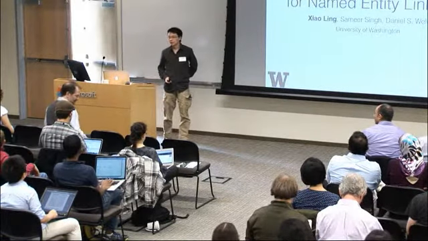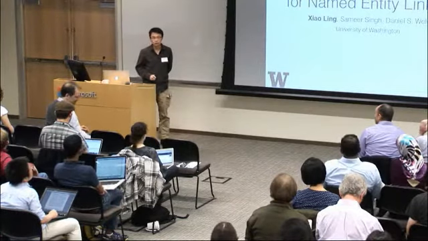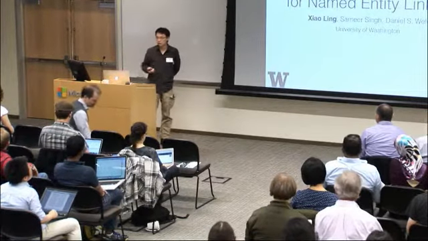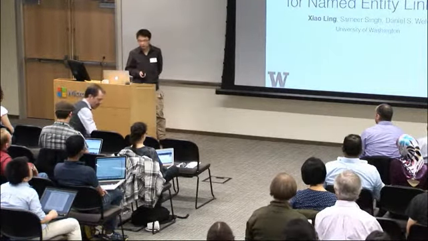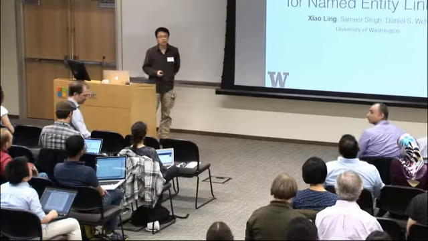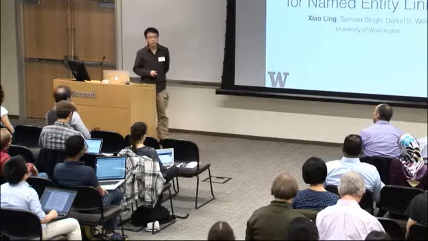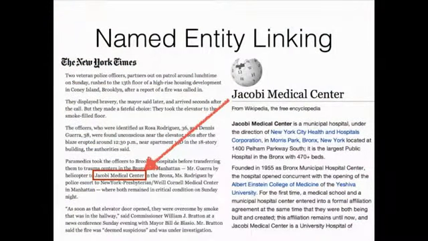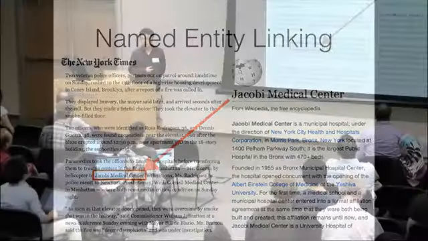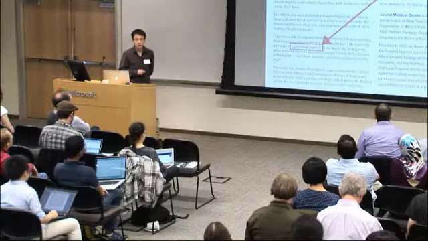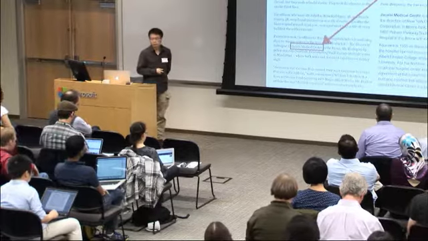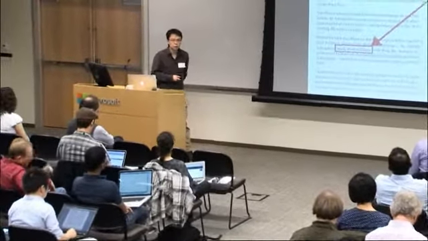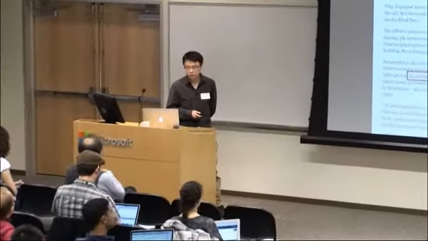I'm Xiao Ling from University of Washington. This is joint work with Samia and my advisor, Dan. Today I'm going to talk about context representation for named entity linking. Let me briefly tell you what the task of named entity linking is. It's about identifying entity mentions in text and connecting them to their corresponding knowledge base entries, usually Wikipedia.